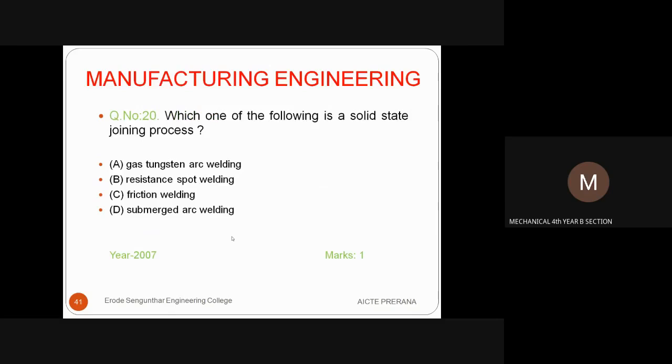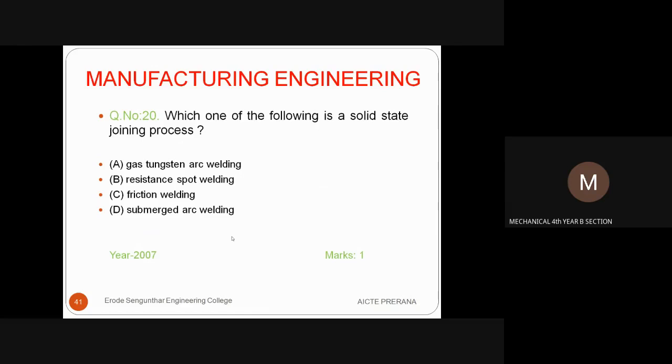Then coming to the next question, manufacturing engineering again. Which one of the following is a solid state joining process? It comes under manufacturing technology 1, unit 2, metal joining processes. What type of welding is used for solid state joining? What is a solid state joining process?